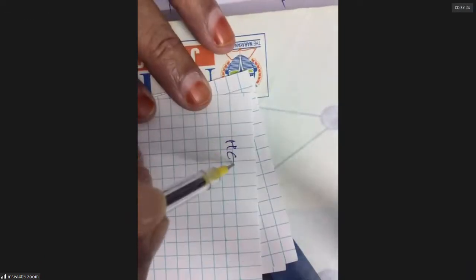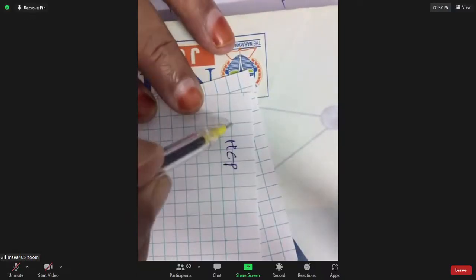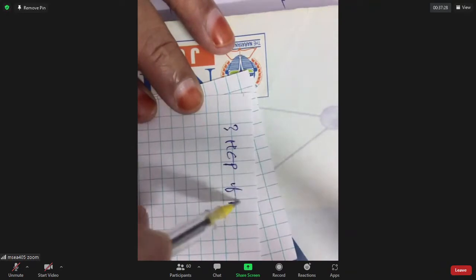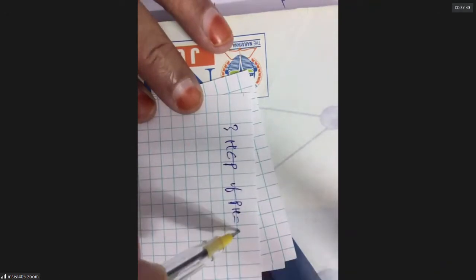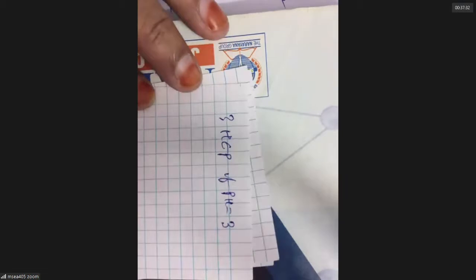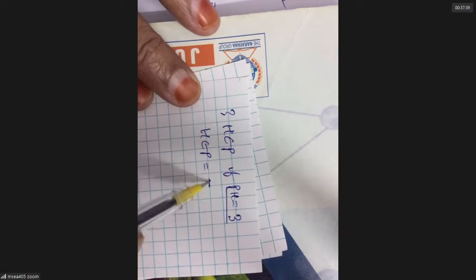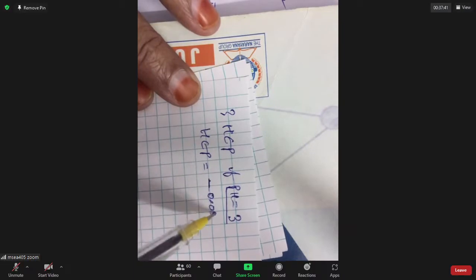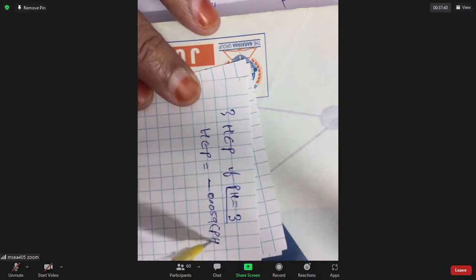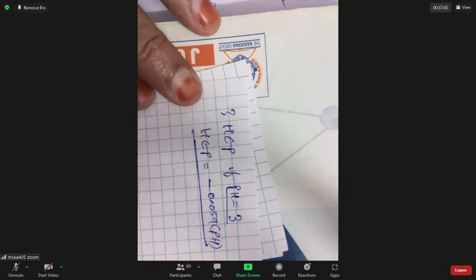Now, what is the hydrogen electrode potential? What is the hydrogen electrode potential if pH is equal to, say, 3? Notice that if you are changing pH, the hydrogen electrode potential changes as minus 0.059 into pH. That is a formula obtained from what is called the Nernst equation.